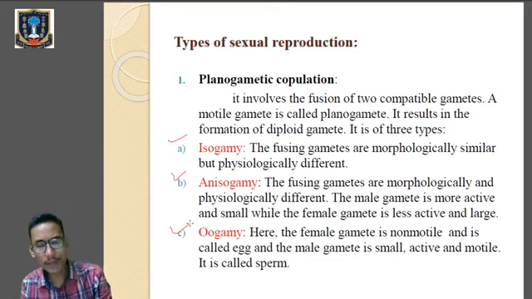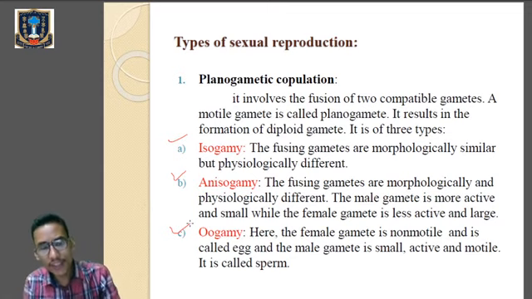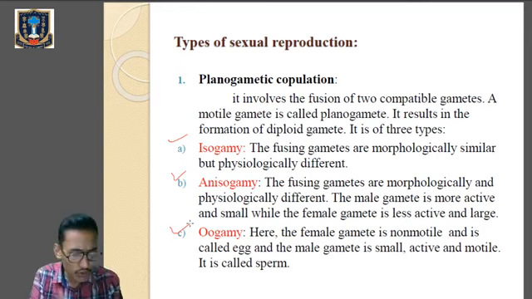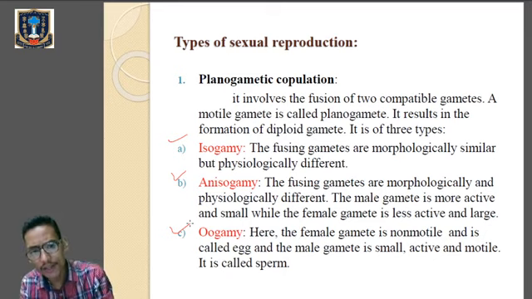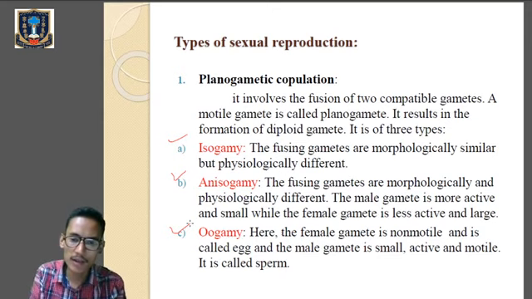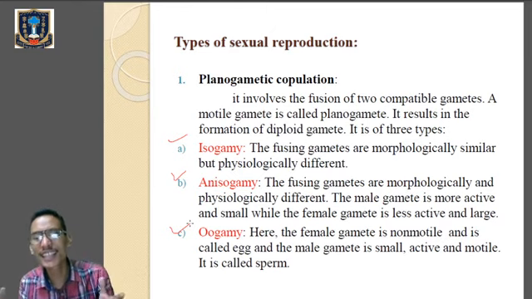Now, what is anisogamy? The fusing gametes are morphologically different and physiologically different, because a means no. So in anisogamy, the fusing gametes are morphologically and physiologically different. Whenever they are different, we can usually see the male gamete and the female gamete. The male gamete is more active and small, while the female gamete is less active and large.